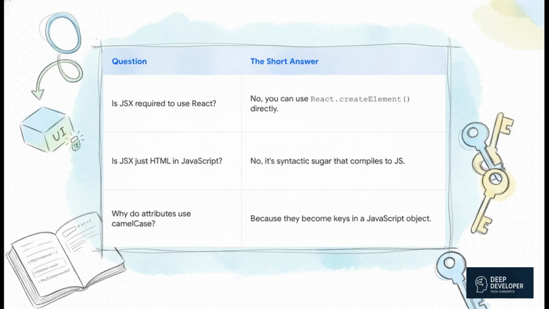All right, so let's do a quick interview pop quiz. If someone asks you, is JSX required to use React? The answer is a firm no. You can always use the React.createElement function directly. Is JSX just HTML? Absolutely not. It's a JavaScript shortcut. And why do we use camelCase? Because those attributes become keys in a JavaScript object. Nail these 3, and you'll sound like you really know your stuff.